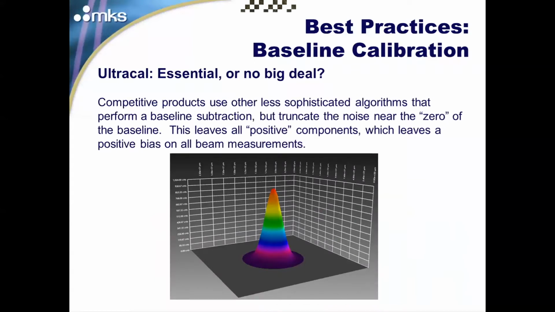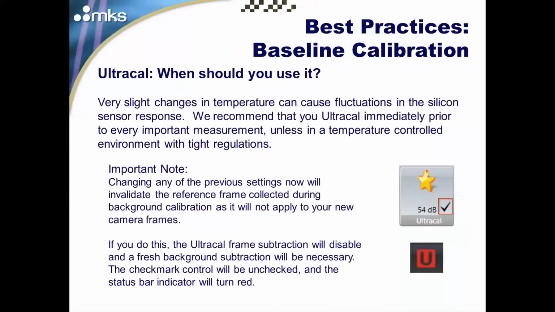So only the net positive signal after that subtraction is real. If you were to just clip that noise profile away, you're going to be leaving all of the positive bias and not really doing an appropriate baseline subtraction. So I've already talked about how very slight changes in temperature can cause fluctuations.